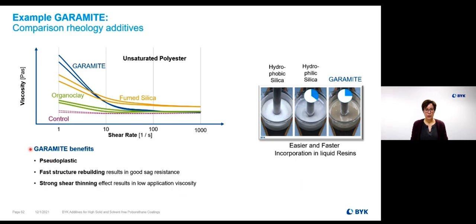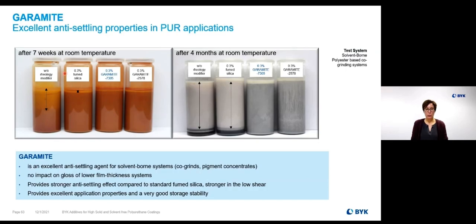What is the main behavior of Garamite? We achieve a pseudoplastic flow behavior. We have a fast structure recovery, so that means we can achieve a good sagging. And we have a strong shear thinning effect that leads to a low application viscosity. But we also would like to highlight the perfect anti-settling properties in polyurethane application.